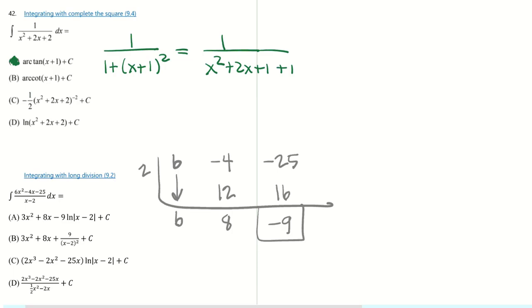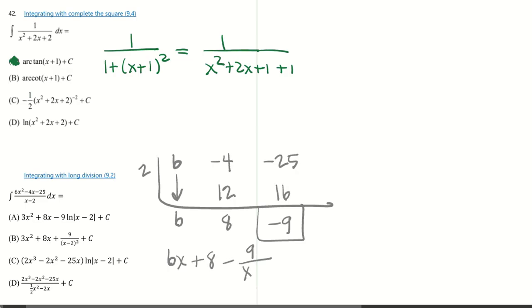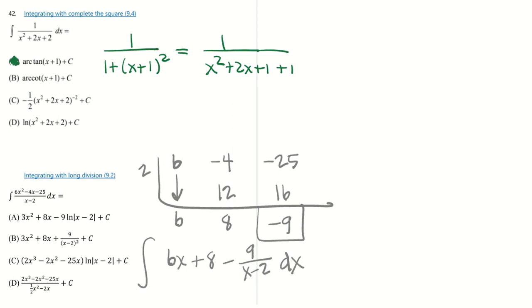So the quotient is going to be, if I'm dividing 6x squared by x, it's going to start off with 6x plus 8 minus 9 divided by the divisor, which is x minus 2. And that's what I'm integrating, and that will be much easier now, right? The antiderivative of 6x is 3x squared. Antiderivative for 8 is 8x. And then the next one will be negative 9 log of the absolute value of x minus 2 plus c. So that's why it's going to be answer choice A.